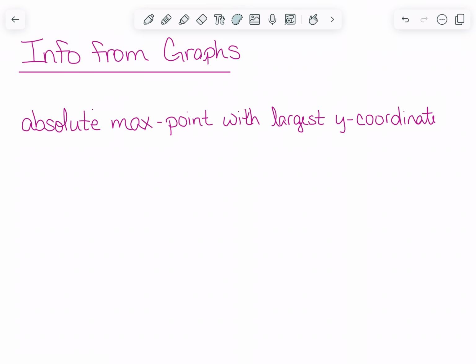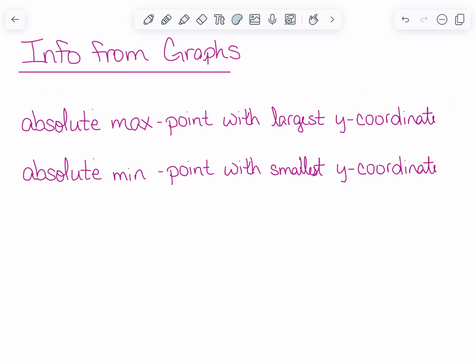In addition to a local maximum and minimum, we can also have an absolute maximum and minimum. The absolute maximum of a graph is the point on the graph with the largest possible y-coordinate. The absolute minimum of the graph is the point with the smallest possible y-coordinate. And it's also important to note that a graph may not have an absolute minimum or an absolute maximum.